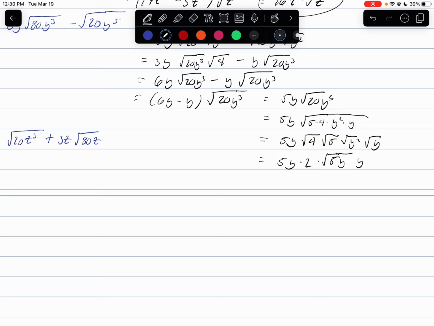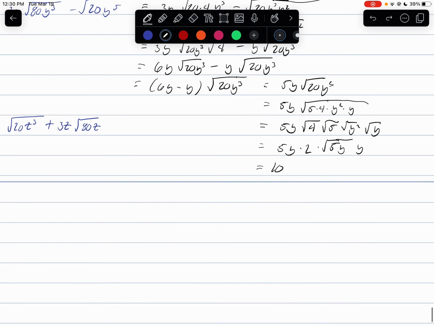Okay, so let's combine everything that's outside the radical. So we have 5 and 2, that's 10. We have y and y, that's y squared. And then we have times the square root of 5y. So looks like our answer is 10y squared times the square root of 5y.